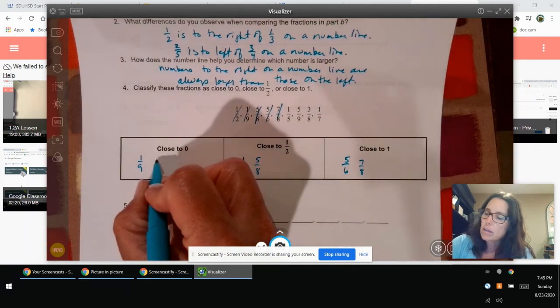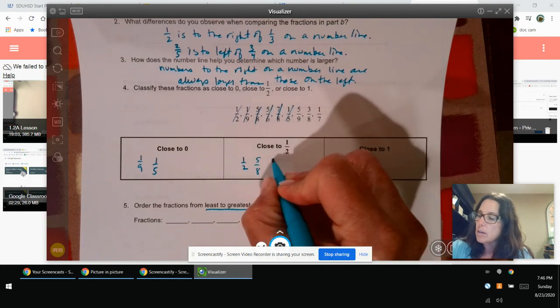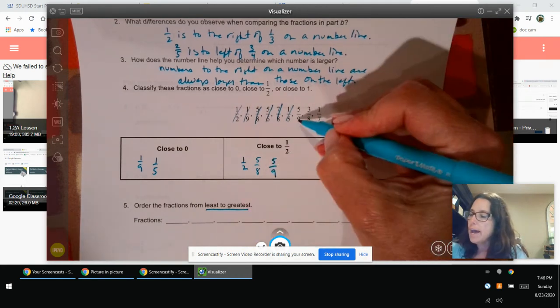1/5, it's very close to 0. 1 part of 5, that's small. 5/9 is very close to a half. Okay, 4.5/9. I know that seems weird to have a decimal and a fraction when we think about it, but 4.5 is exactly half of 9. So that is pretty close to a half.